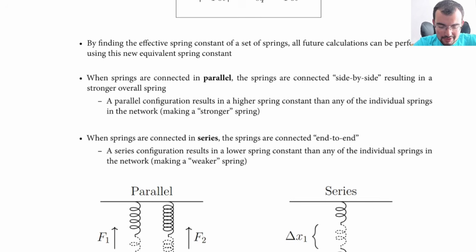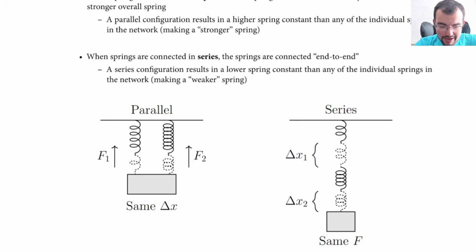Now, there are two ways that we could combine springs. We have parallel, which, as the name implies, looks like your two parallel lines. This is where the springs are attached side by side. And in this configuration, we will learn that you have the same displacement of each spring, but different forces. And what this results in is a bigger, more powerful spring constant. So doing springs in parallel creates a stronger overall spring, and we say it increases the equivalent spring constant. It will be larger than the springs individually.